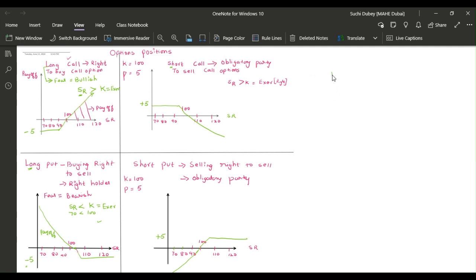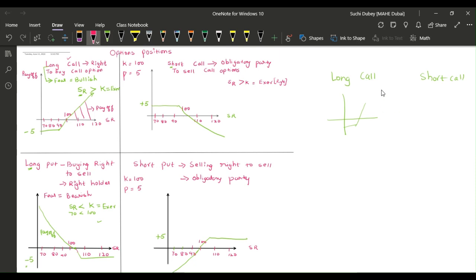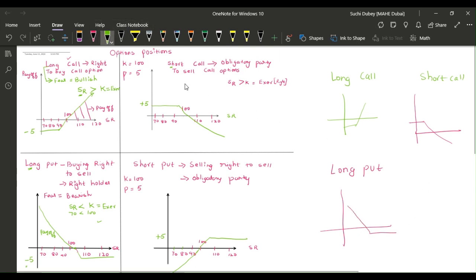If someone asks you to draw the long call and then the short call, the long call will go something like this. Similarly, if someone asks you to draw the short call, it is just a simple mirror image, right? And when I say mirror image, I mean this down portion will go up and this up portion will go down. Similarly, if someone asks you for a long put, it will go something like this, from here to here. And if you are supposed to draw the short put, it will go something like this. So it's a capped profit and a huge loss, which may tend to happen.